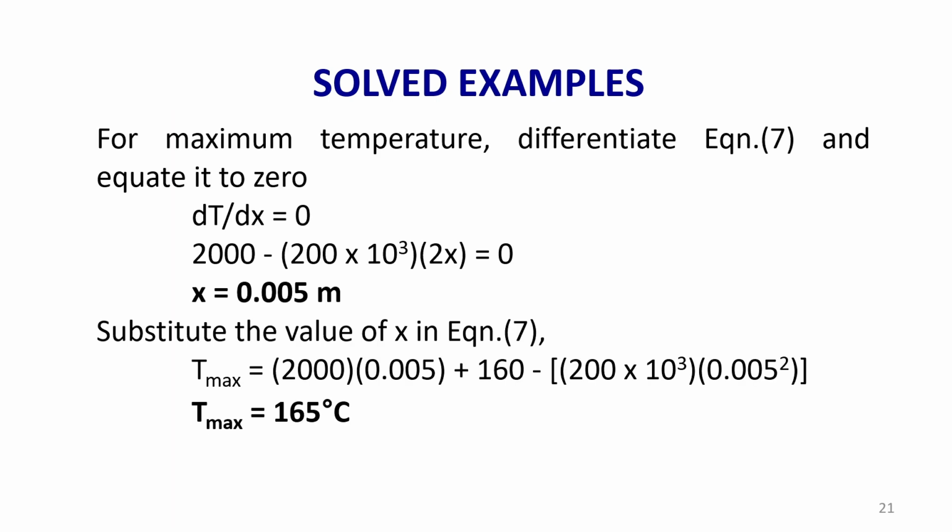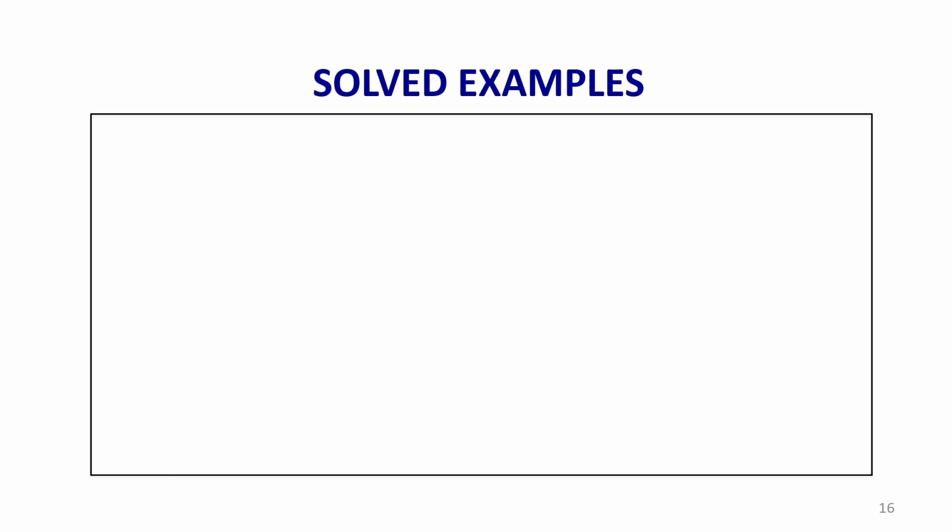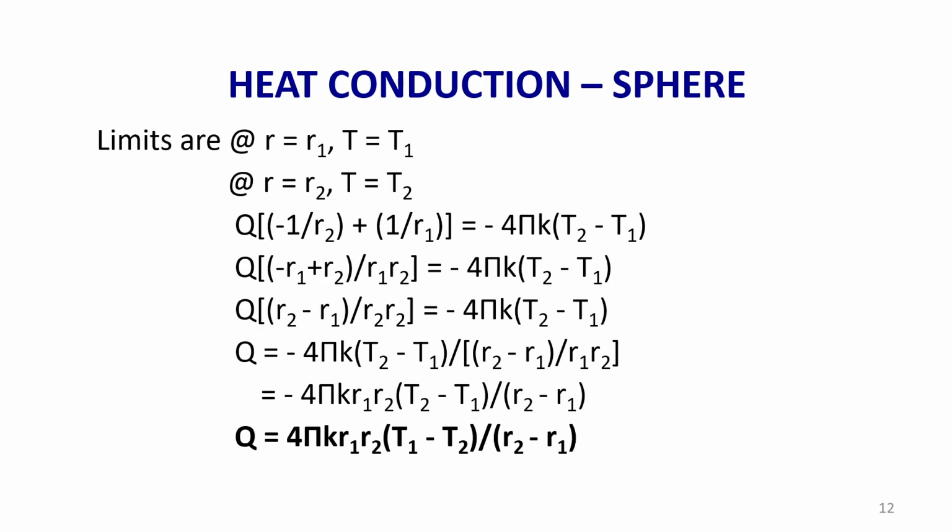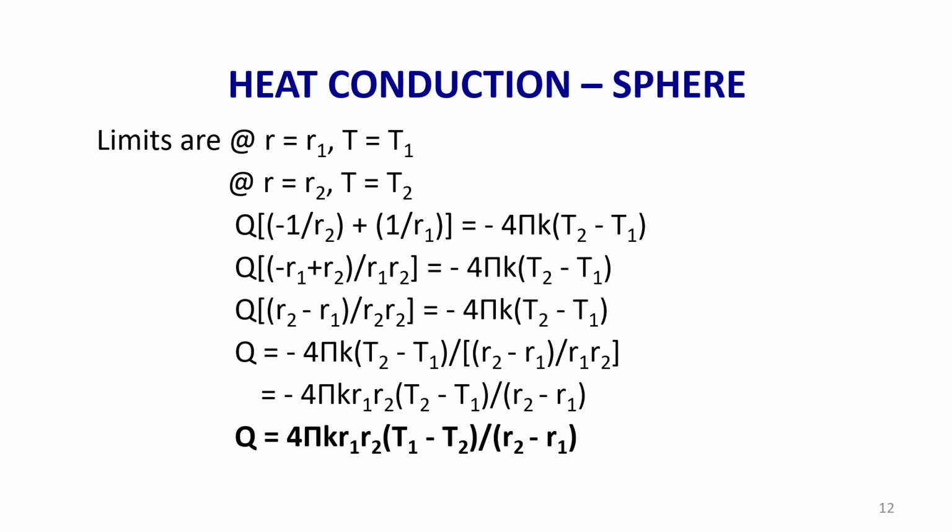So, if you see the one which we have derived, 4 pi k into inner radius into outer radius into T1 minus T2, heat flow is from T1 to T2, divided by the difference of radius R2 minus R1. So, this is the heat conduction equation for a sphere. Okay.